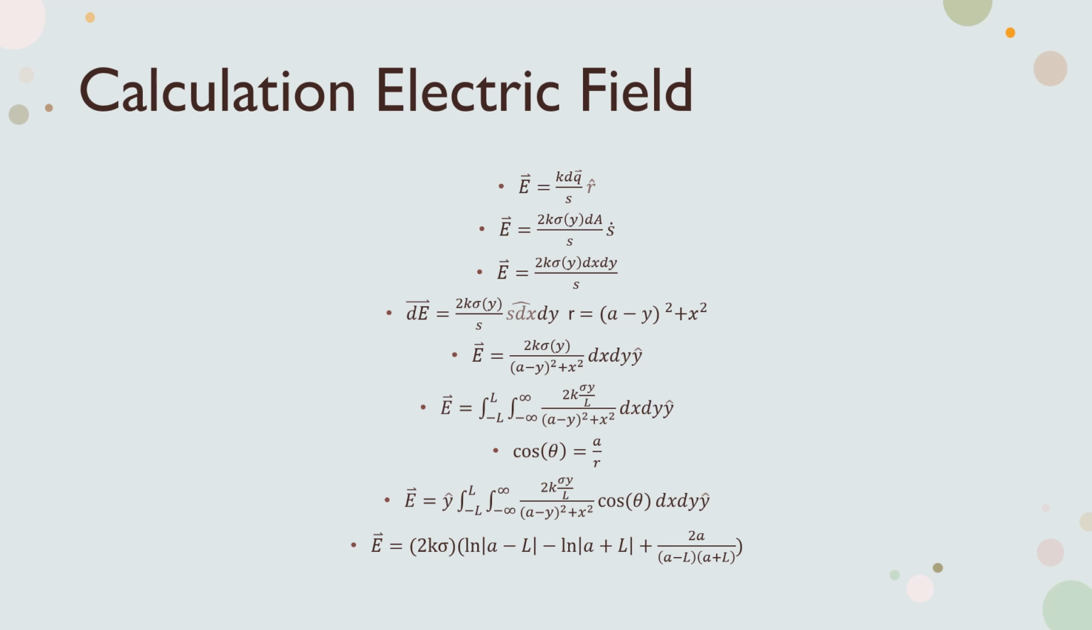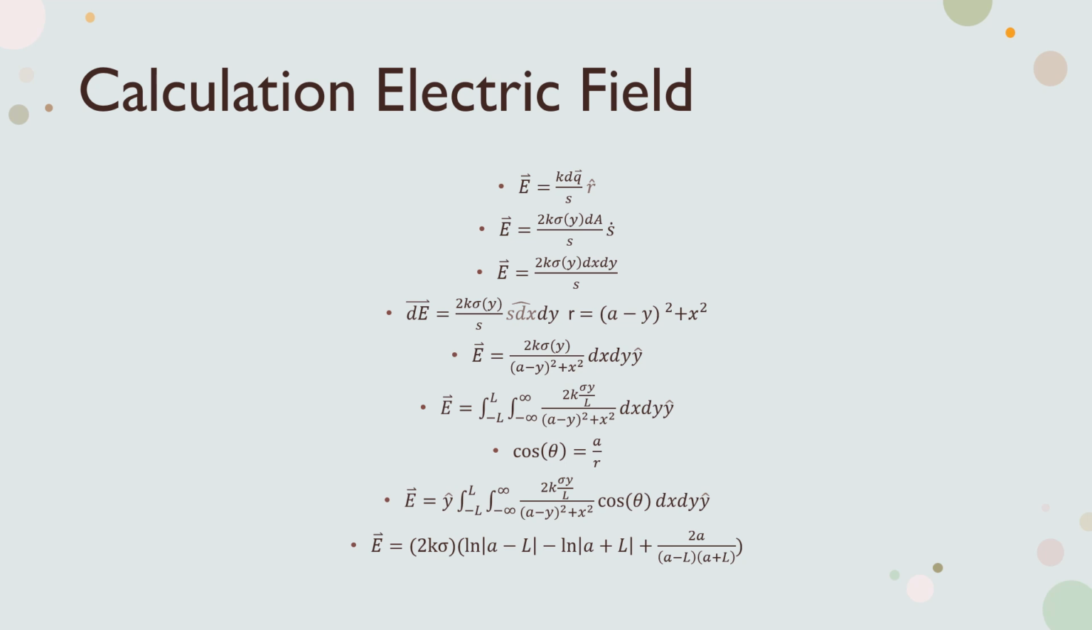Then the next step was to find what our s or r is equal to. So I knew that it would be equal to a minus y squared plus x squared. Then I would plug this into where the s is located. So then I would get E is equal to 2k sigma y a minus y squared plus x squared dx dy in the y hat direction, because that is the direction of our field.